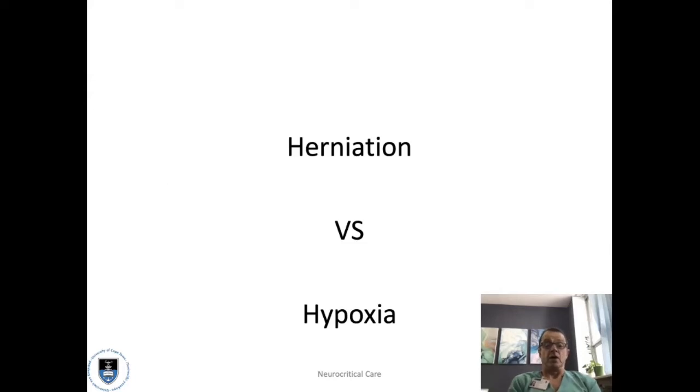So herniation versus hypoxia. It's not really herniation versus hypoxia. You can have both of them occurring in the same patient, but the management is not always entirely the same. It depends a little bit on what your assessment is. Obviously, if you've got herniation from a large hematoma, you need to remove it. And if you've got hypoxia, you need to remove the causes of the hypoxia. You can have both of them occurring together as well.